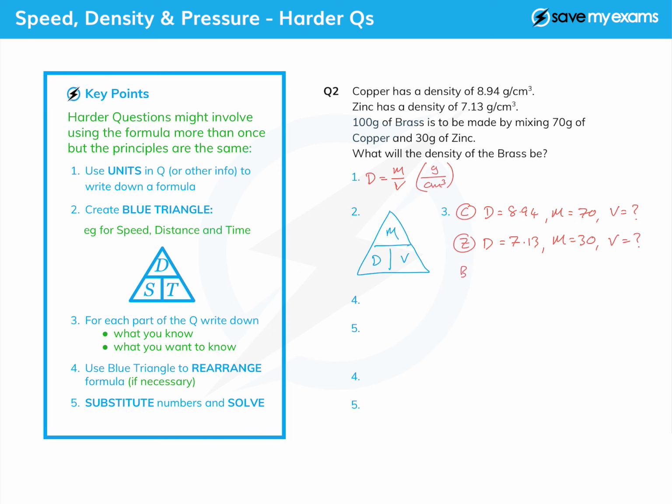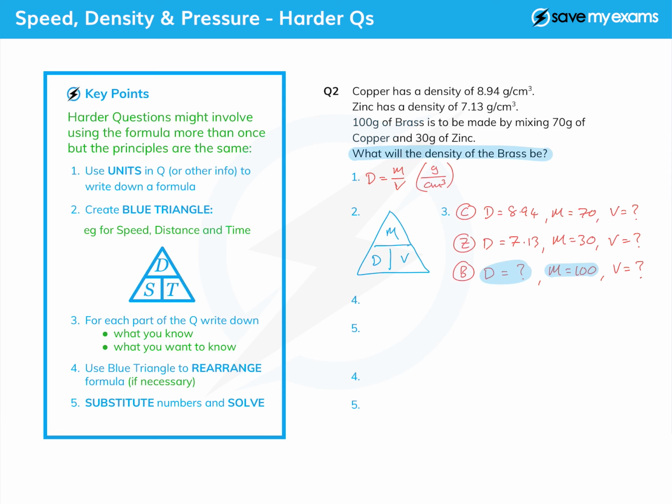And for the alloy known as brass, we don't know the density. In fact, that's what we're trying to find out. We know that the mass is going to be 100 grams. They tell us that, although of course it's the 70 plus the 30. And we don't know the volume. So it's the density that we're trying to find. What will the density of brass be? And in order to find that, we need to know the mass of brass and the volume of the brass.